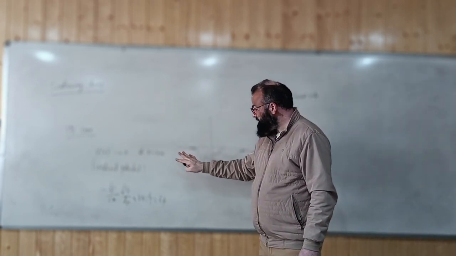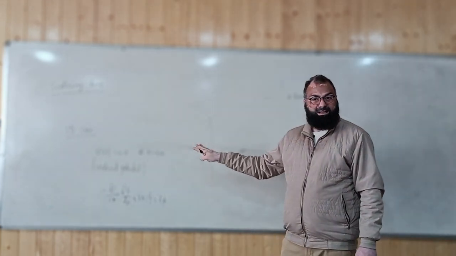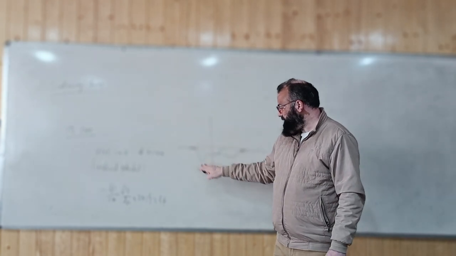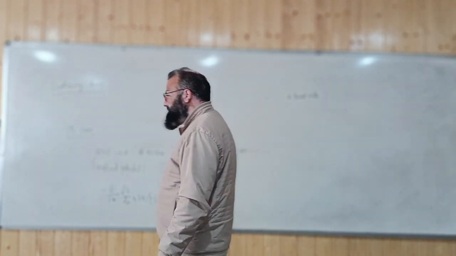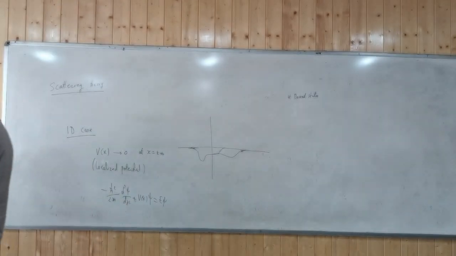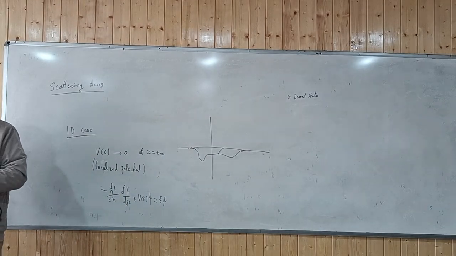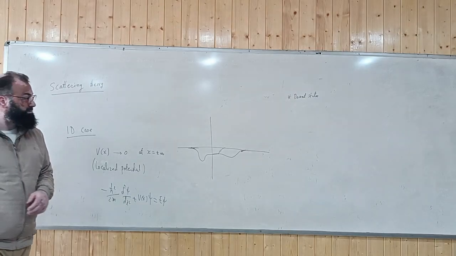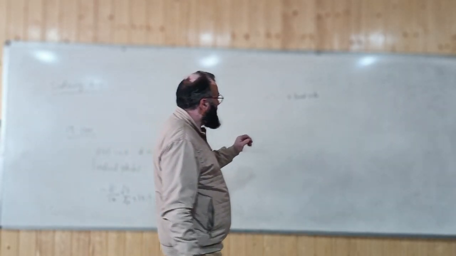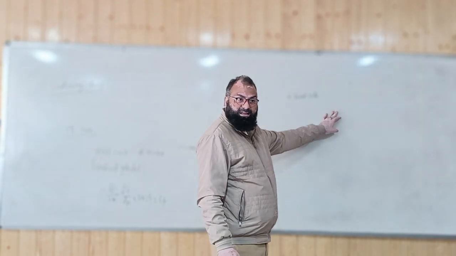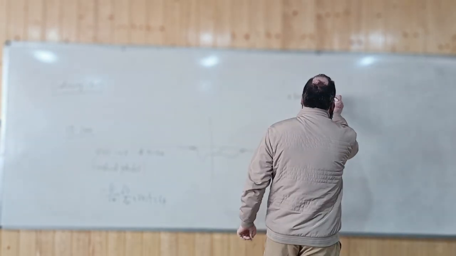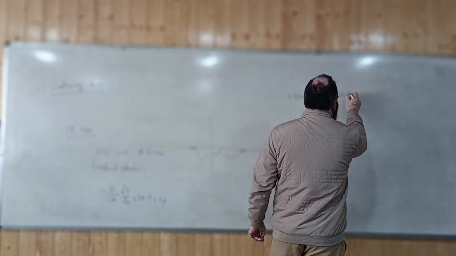I will use the terminology the asymptotic limit. Asymptotic limit means that this potential falls off at larger distance to 0. Clear? So we are having two types of solutions to this problem. What are those solutions? The first solution is the bound states. Bound states are those states which are localized in space.